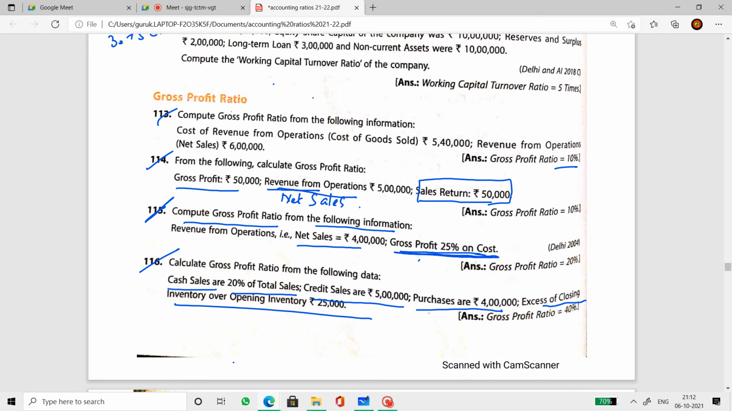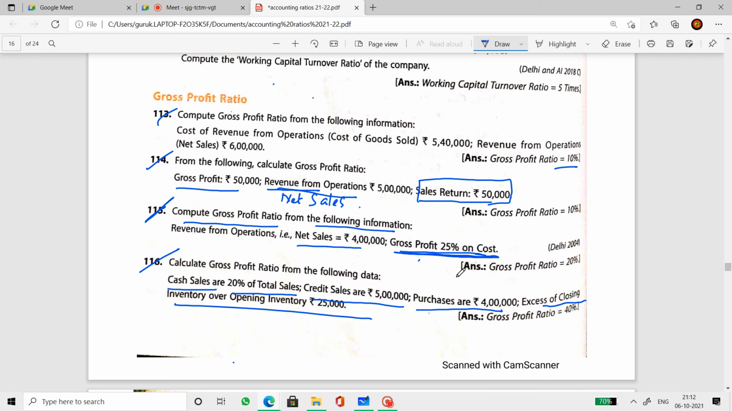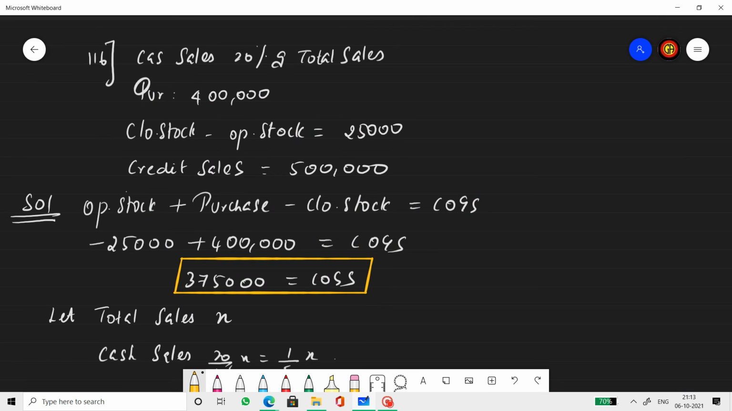Cash sales is 20% of total sales. Credit sales is 5 lakh. Purchase 4 lakh. Excess of closing over opening is 25,000. Once again, I've listed out all the information. So I'm starting with the closing and opening stock information. Opening stock plus purchase minus closing stock is cost of goods sold. We've been given closing minus opening, whereas here it is opening minus closing.